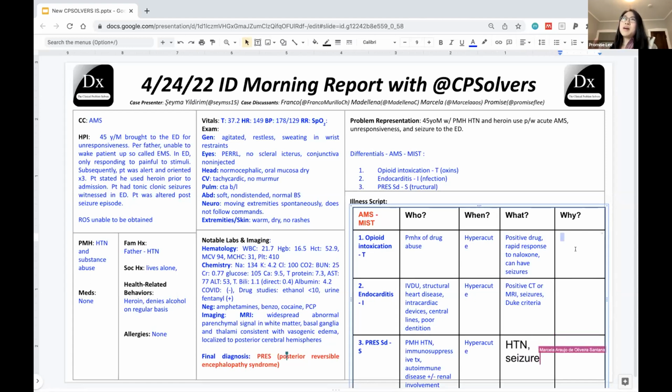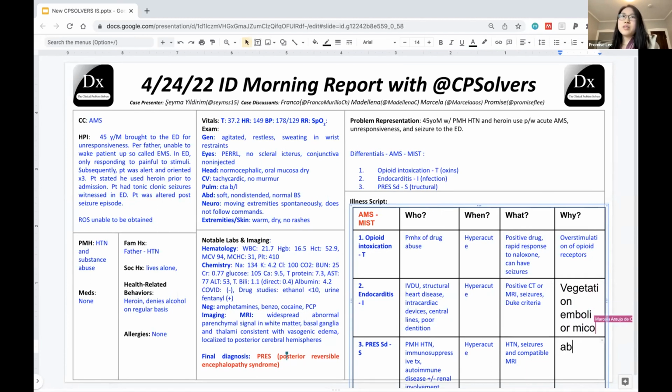And then when we think about the pathogenesis to complete our illness script, with opioid intoxication, that's definitely because of the opioid receptors being overstimulated. And then with endocarditis, like I said, the vegetations could embolize and occlude one of the cerebral arteries, and that would be a very acute picture of stroke, or that could be an aneurysm as well.